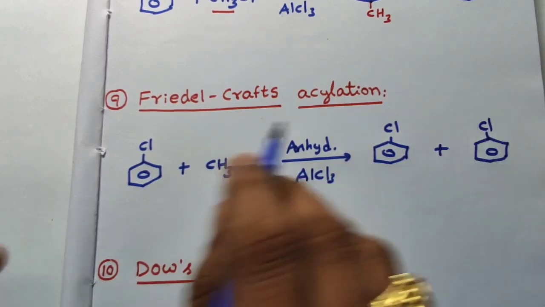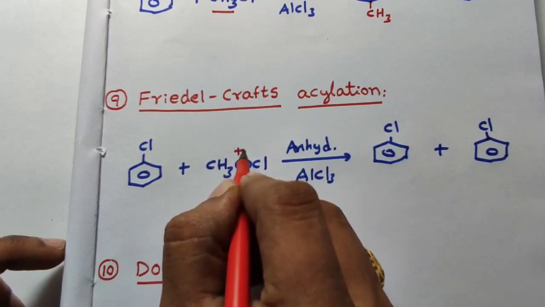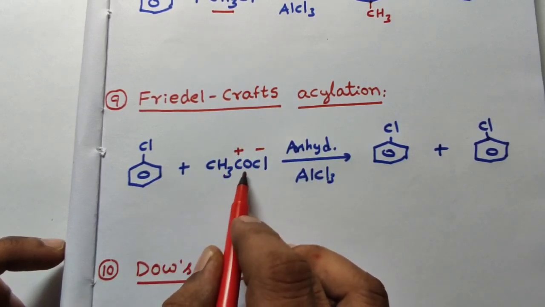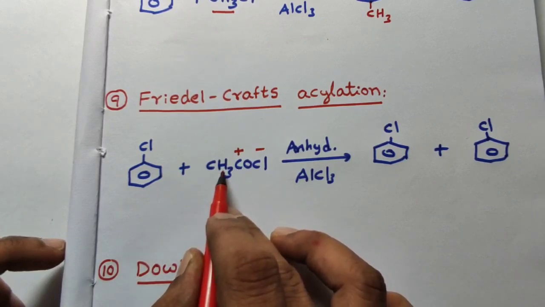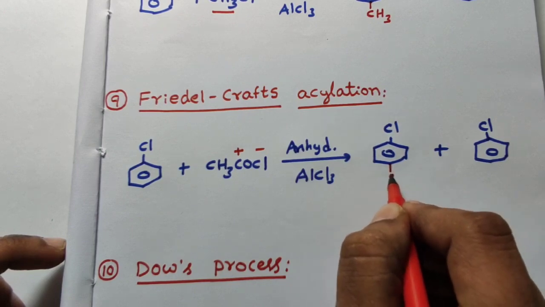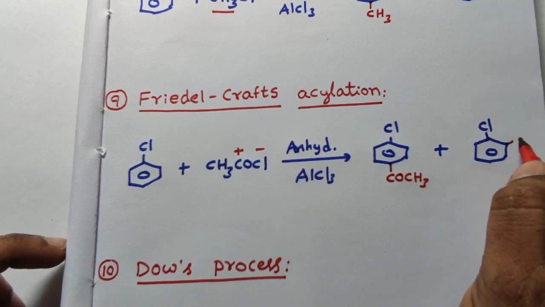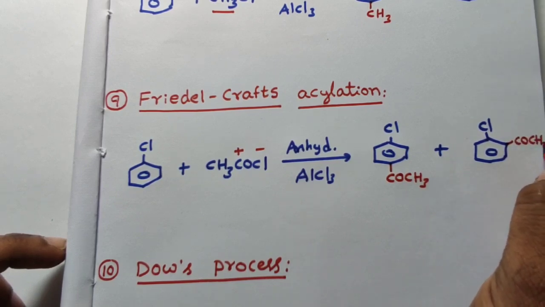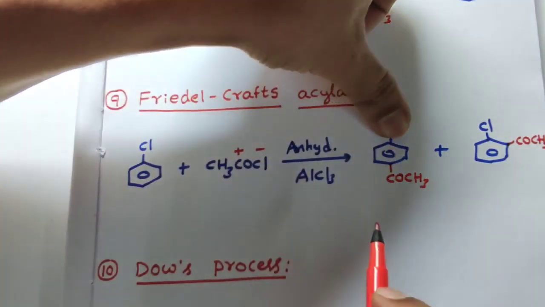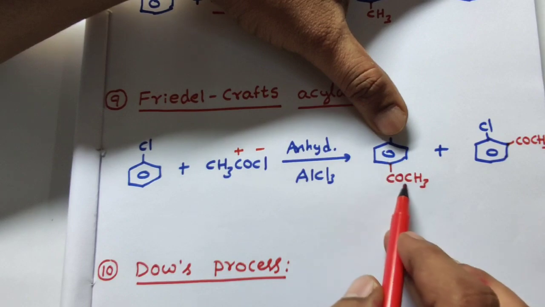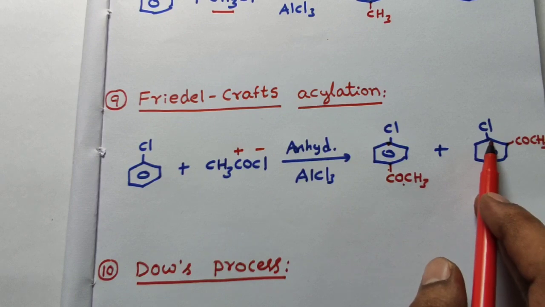Okay, so in this case CH3COCl splits into CH3CO plus and Cl minus. CH3CO plus is the electrophile. It attacks at the para position, COCH3 at the para position, and COCH3 here also at the ortho position. Don't forget, you should write COCH3 but not CH3CO. If chlorine is not there, as I told you, it is called acetophenone. So fourth position chlorine, 4-chloroacetophenone; second position chlorine, 2-chloroacetophenone.